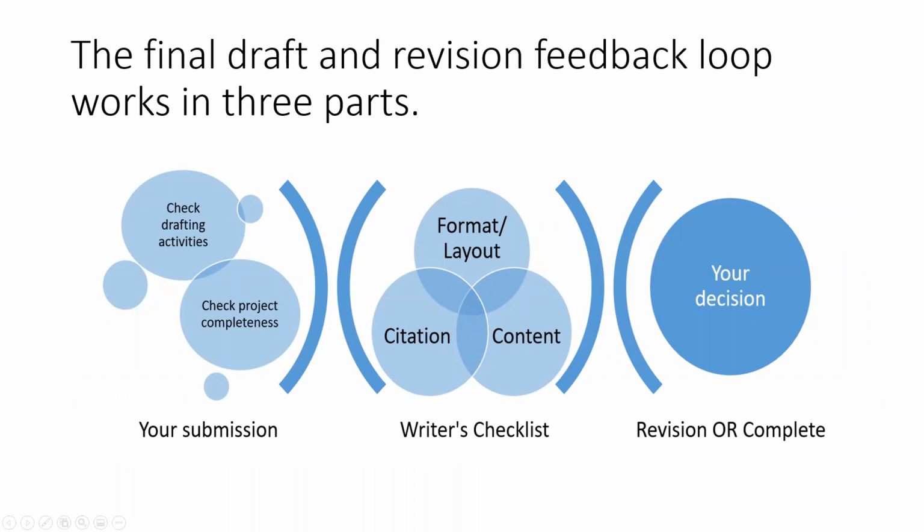The final draft and revision feedback loop works in three parts. You notice that this feedback doesn't happen until you actually submit your final project, right? So I'm going to check, did you do all the drafting activities? Did you get your project complete? I'm going to assess with the writer's checklist, which you'll see in the writer's checklist assessment video, how these elements are working. And then you'll get a score, and then it's your final decision.